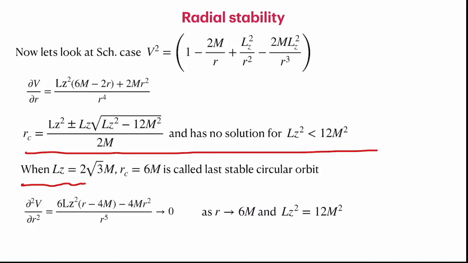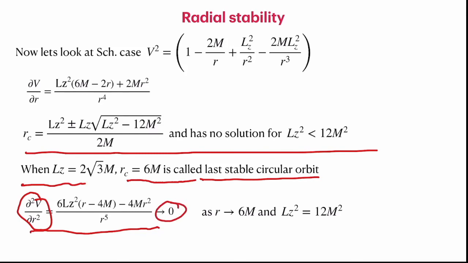Let's take that limiting value and see what happens to our second derivative, whether it is stable or unstable. We can find out that Lz is equal to 2 root 3 m, and we find that Rc becomes 6m. That is called the last stable circular orbit. Once we put this condition in, we see that the second derivative of the potential, when r goes to 6m and Lz square goes to 12m square, goes to 0. So it's a point of inflection. This is where you have the unstable orbit, or a marginally stable orbit.